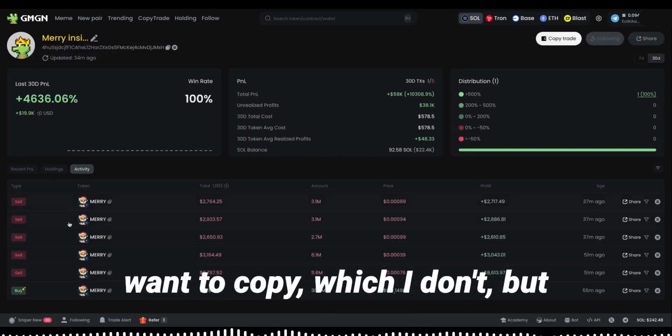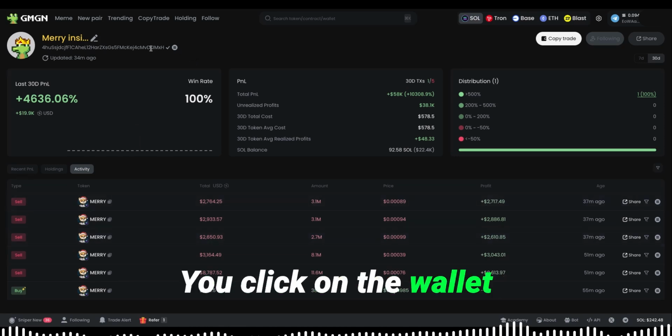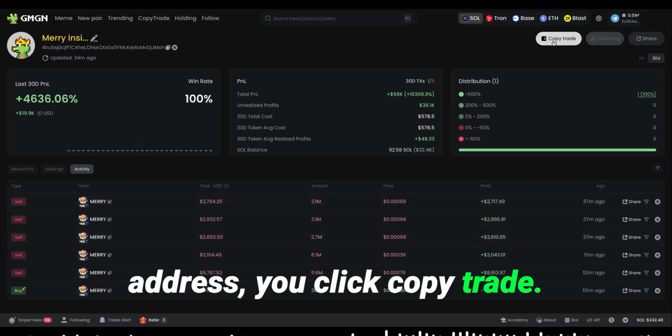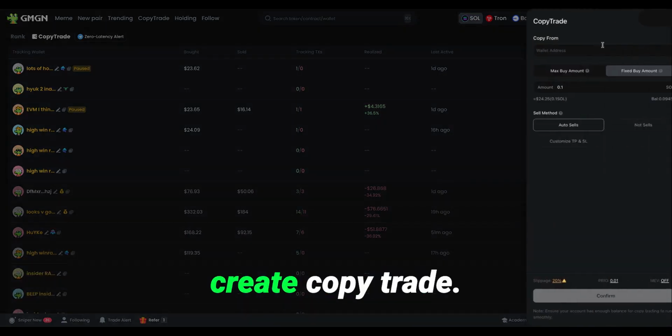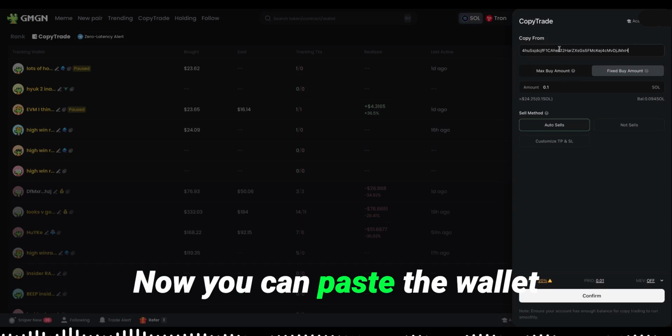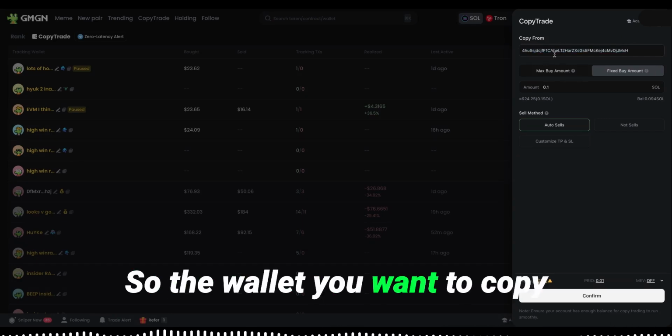Let's say this is the wallet we want to copy, which I don't, but let's say you wanted to copy it. You click on the wallet address, click copy trade. It's going to take you to your copy trading section. You can click create copy trade. Now you can paste the wallet address that we just copied. So the wallet you want to copy trade.